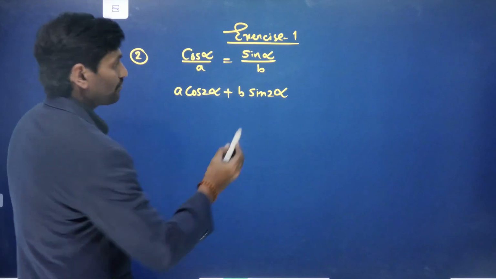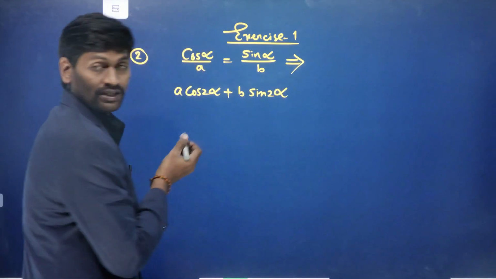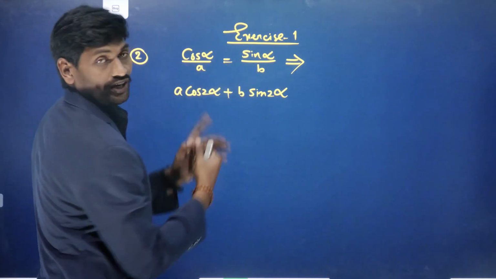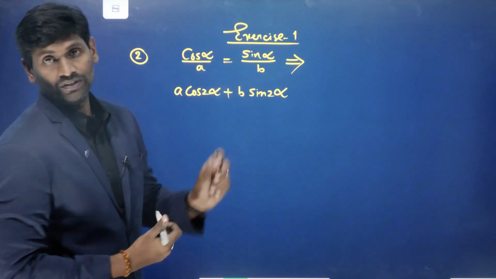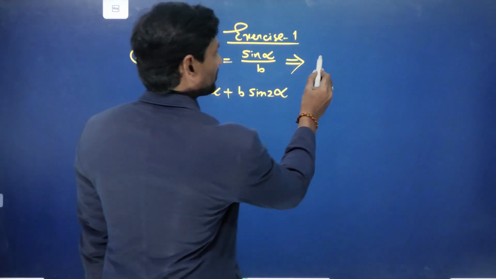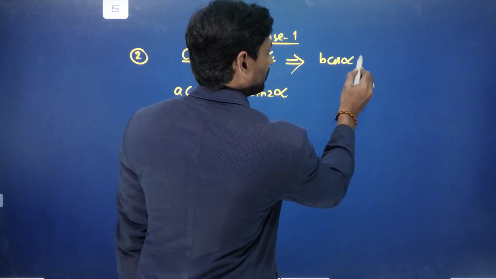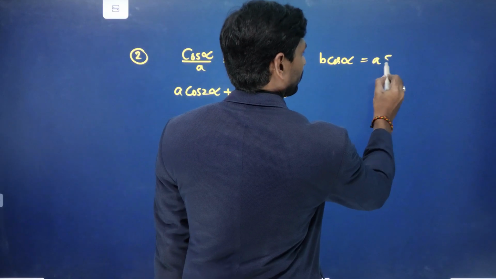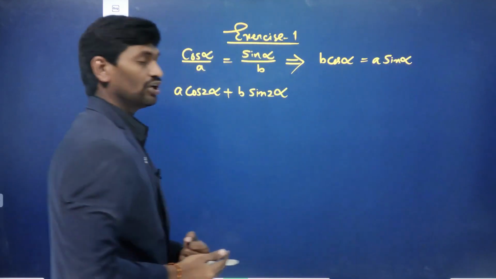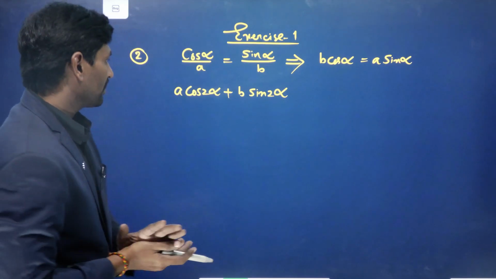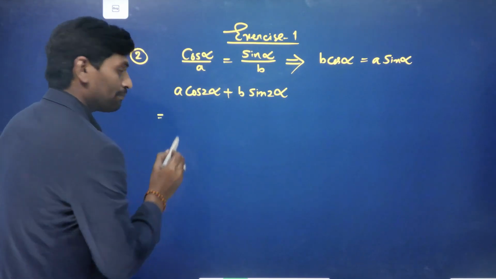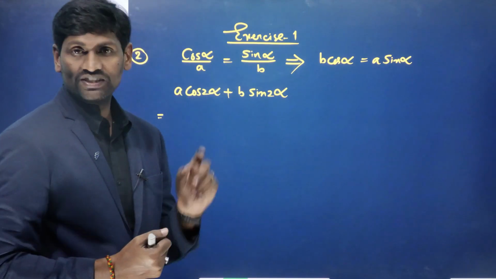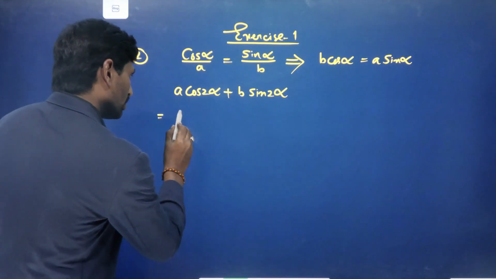Before that, let us cross multiply, because the equal to symbol lies exactly between two fractions. So we can apply cross multiplication here. Then it will be b into cos alpha equals a into sin alpha. That is, b cos alpha equals a sin alpha. Clear? Now I am going to apply the multiple angles formulas for cos 2 alpha and sin 2 alpha.